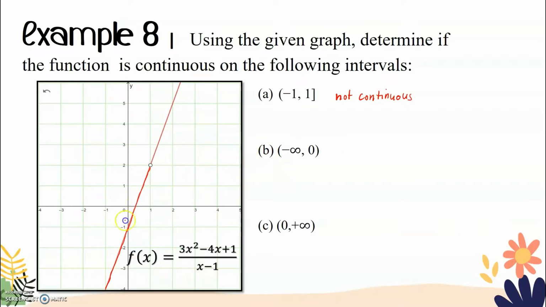Next, let's have B. We have the open interval from -infinity to 0. So tracing the graph from -infinity going to 0, we did not encounter any hole. So meaning to say on that interval, the function is continuous.